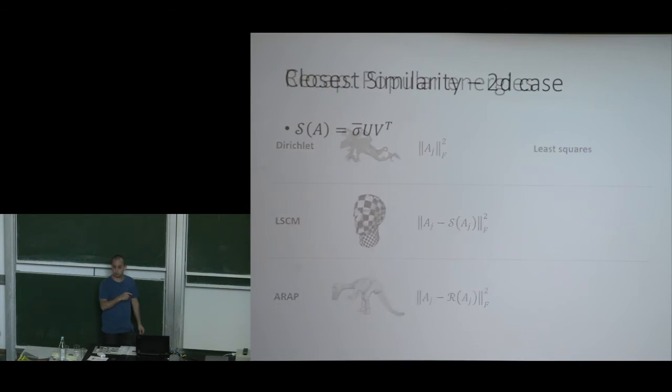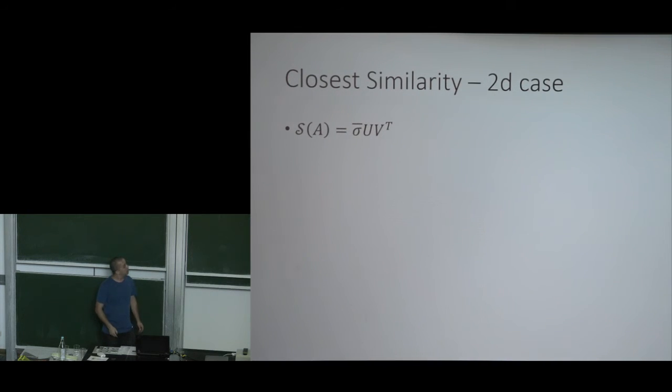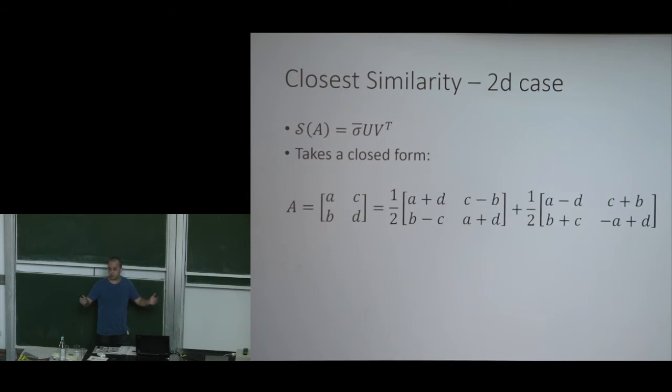Great. So for the LSCM case, the situation is not really the same, because we have here inside the norm this closest similarity operator. So actually, only for the 2D case, kind of a miracle happens. Let's see what that miracle is. We said that the closest similarity matrix would simply be the U times V from the singular value decomposition, multiplied by the average of the singular values. That seems like something that might be a bit hard to compute, but only for the 2D case, and I stress this only happens in the 2D case, and we'll discuss that a bit more in detail there.